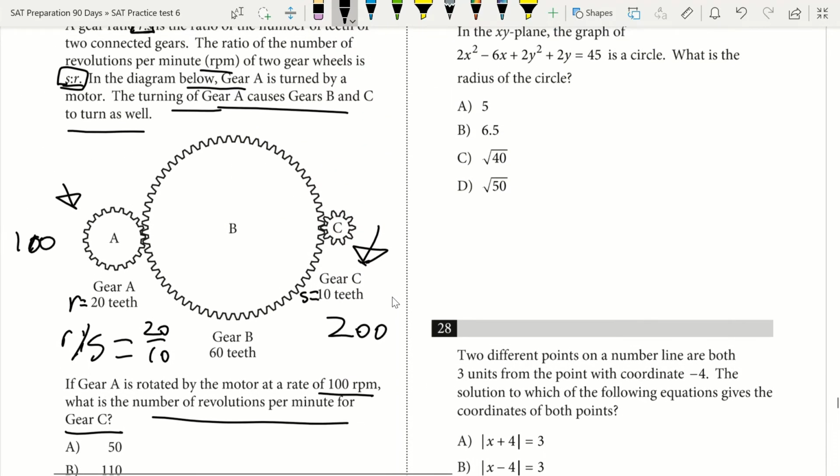That's because it has half the amount of teeth. We see that it flips that ratio, which means it's going to have double the RPMs. Since it's got half the amount of teeth, it's going to have double the RPMs.